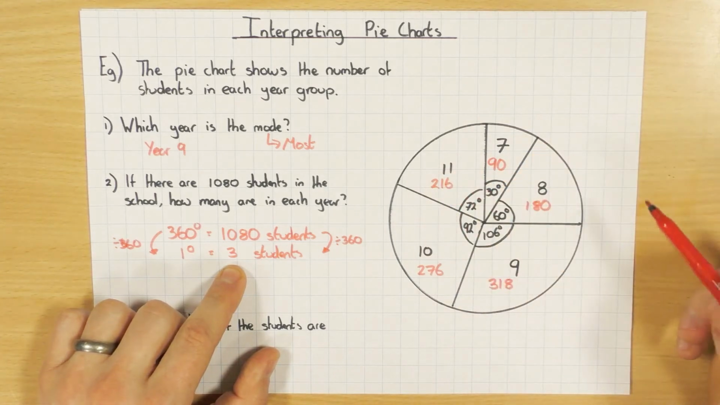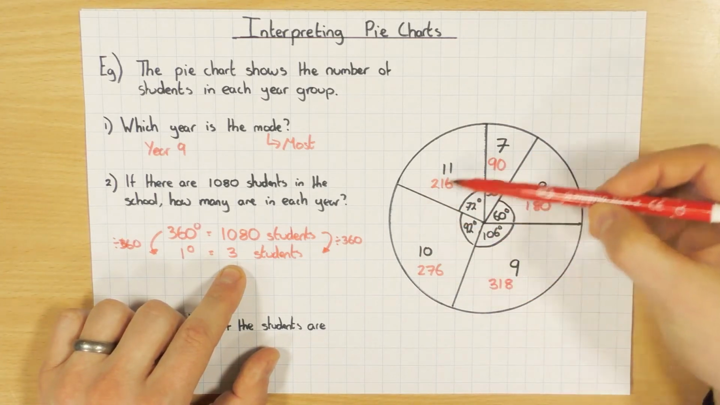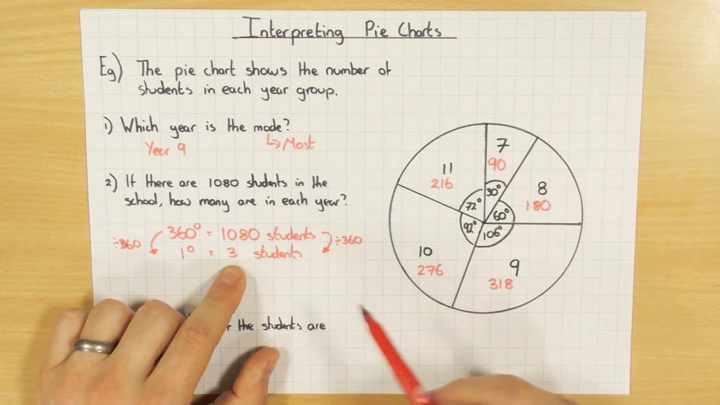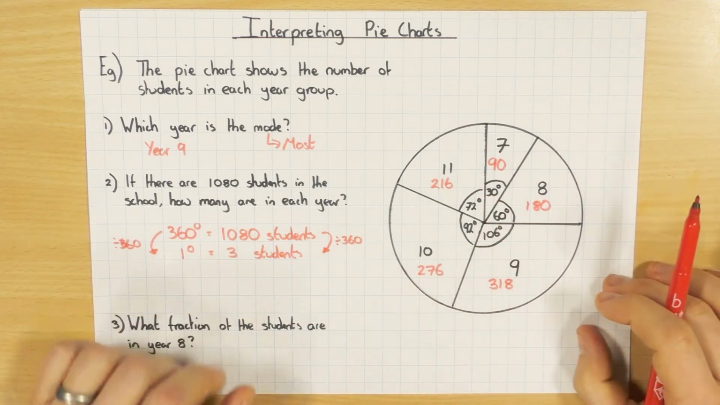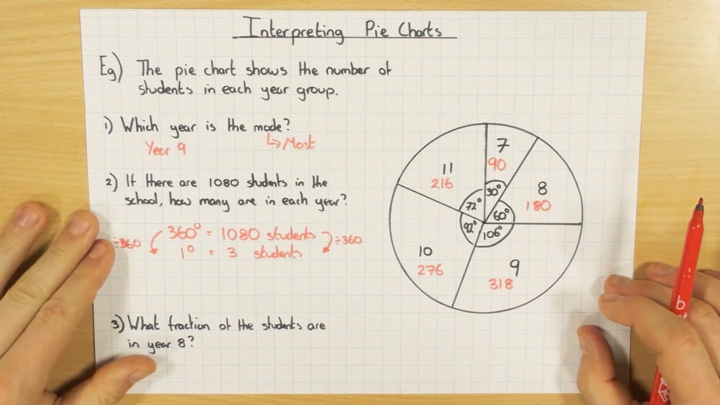And what you should do is just double check. If you add all those up, you should have 1,080 students. So double check that that does work. And I have done that before doing this video.